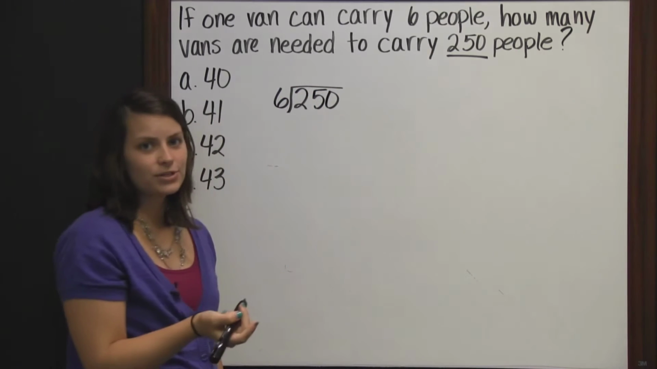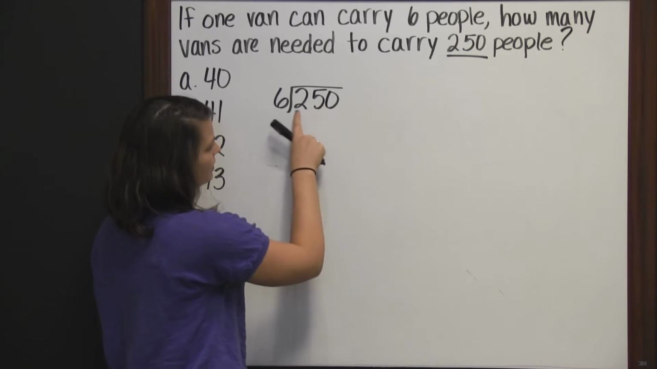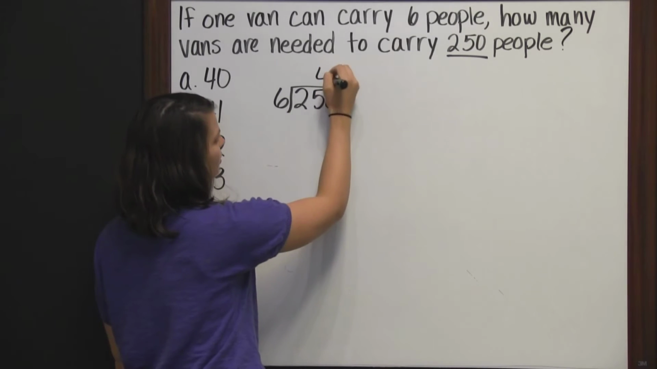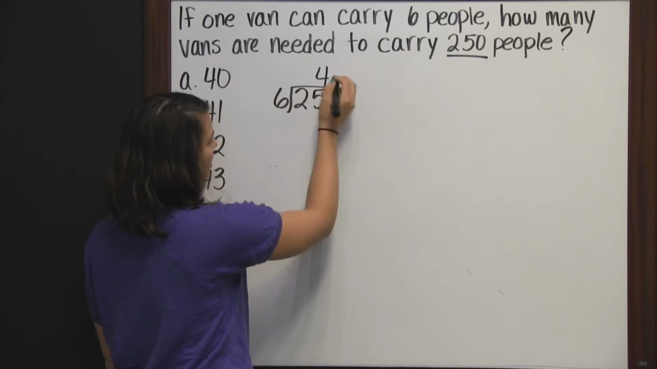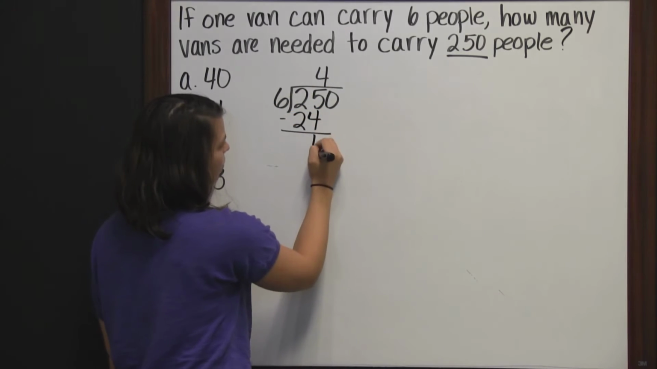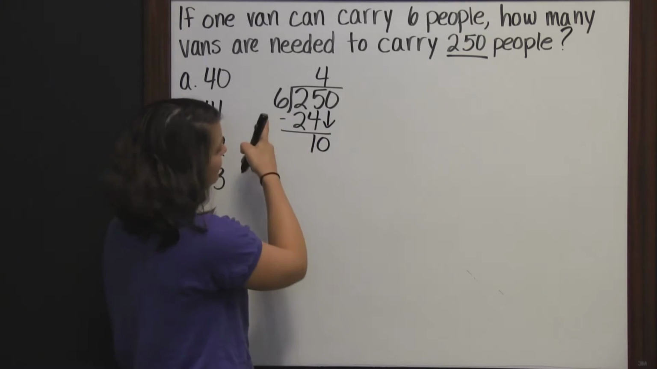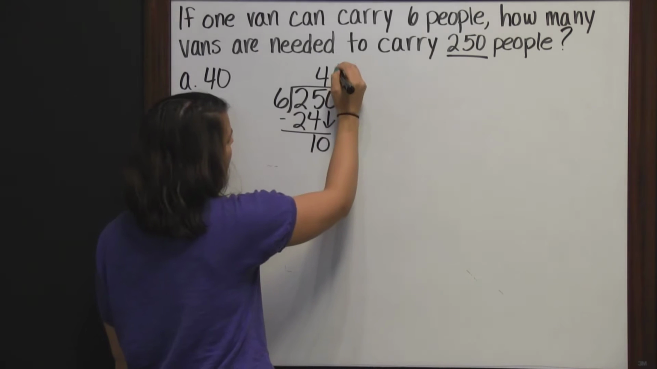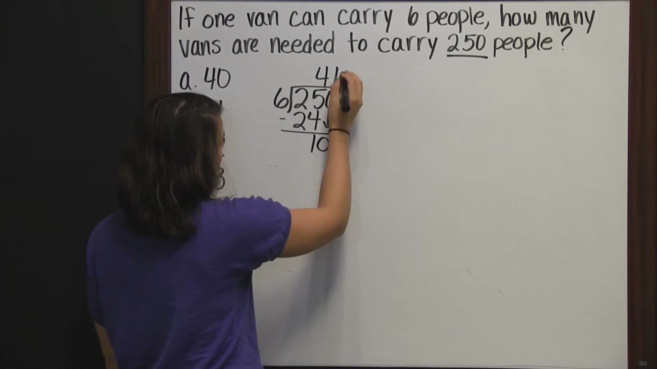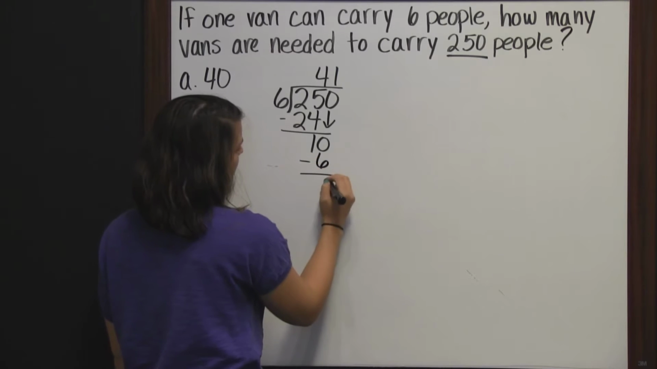6 doesn't go into 2, but it does go into 25. 6 goes into 25 4 times. 4 times 6 is 24. We subtract and get 1 and bring down the 0. Then 6 goes into 10 1 time. 6 times 1 is 6. We subtract and we get 4.